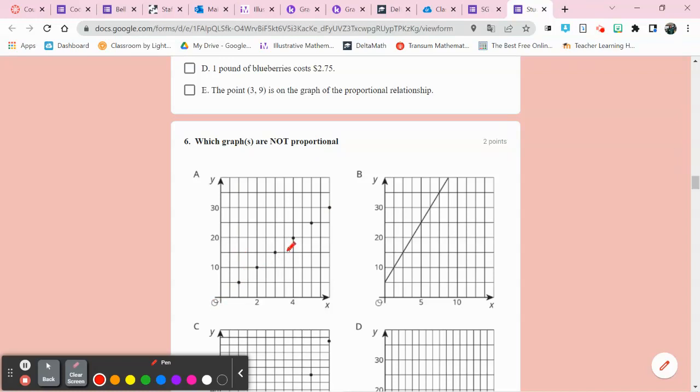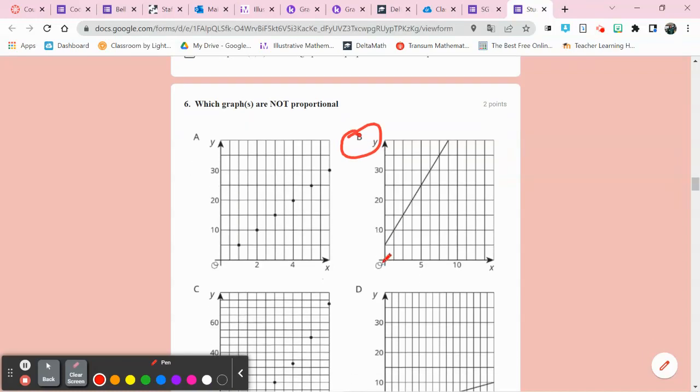And we're looking for not proportional. So I go to B. B is a straight line, but it does not go through the origin. So I found my first non-proportional graph. Let's see if there's any more.